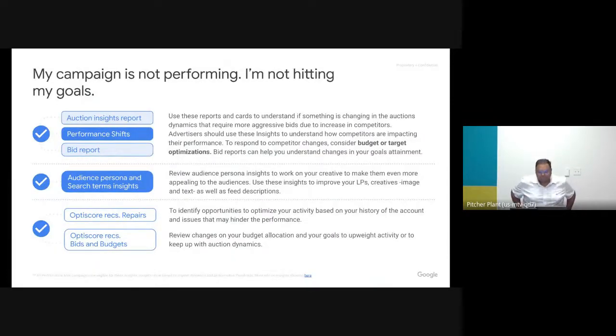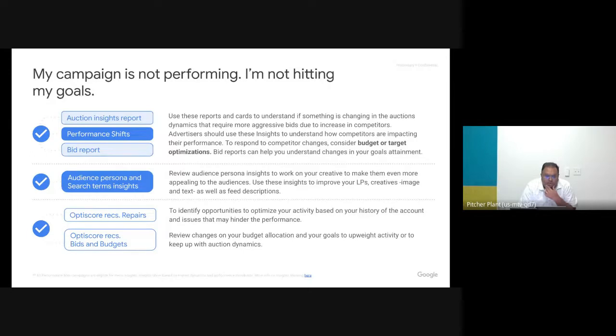Okay, so let's take a couple of questions that we typically hear from customers, and let's walk through how we could approach answering those questions through existing features or rollouts that we have done in Q3. So the first one is that my campaign is not performing. I'm not hitting my goals.